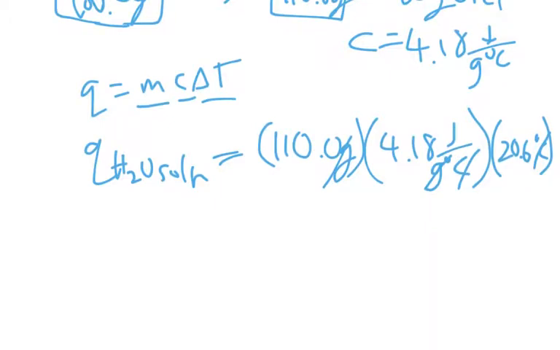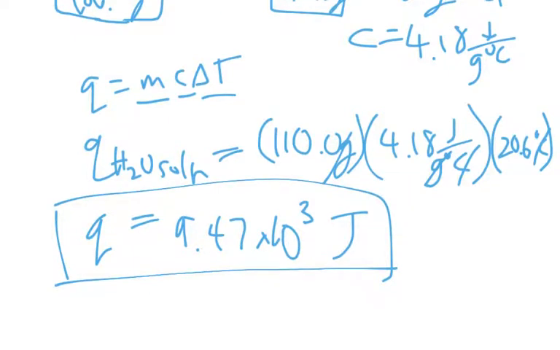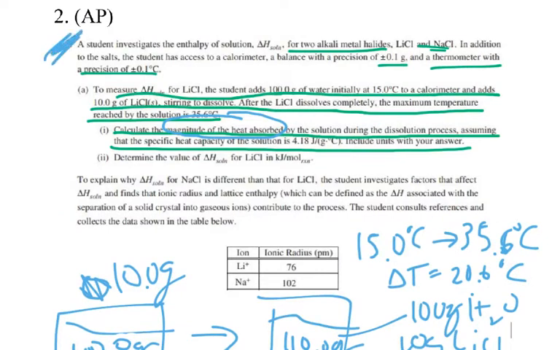So 110.0 times 4.18 times 20.6, and we get that the heat absorbed by the solution is going to be, let's see, 3 sig figs for our final answer, so 9.47 times 10 to the 3rd joules, and this would be the correct answer. And this would be the answer for 2A1. Now we have to look at 2A2. Let's ignore that 1 there.